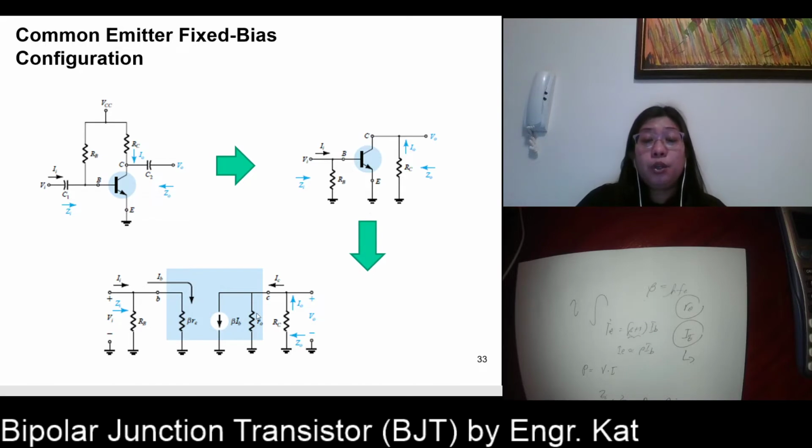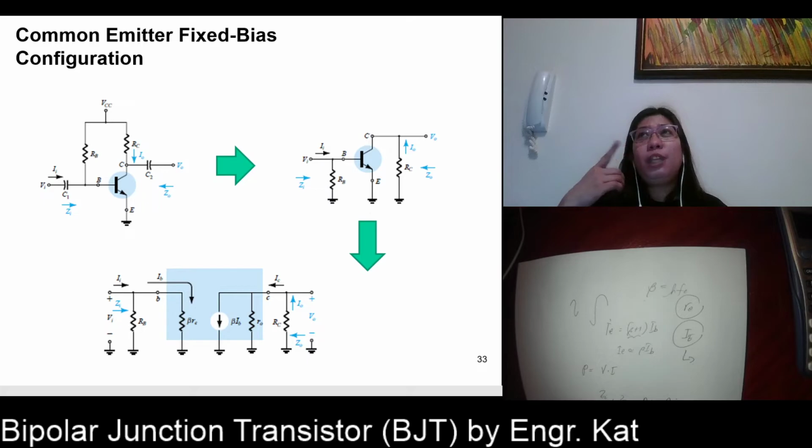And where is your RC? RC is connected at the collector. So this is your collector. The blue one here is our previous topic, so these are the models. If it is common base, we will not use beta RE here; rather, we will use just RE, and our current here is alpha IE. But since this is common emitter, the blue one here is representing your transistor. And then you're going to connect the other part of your DC circuit.